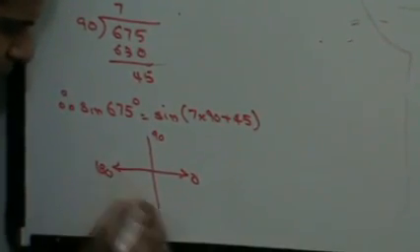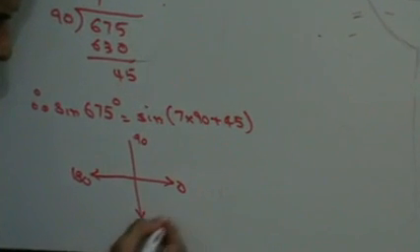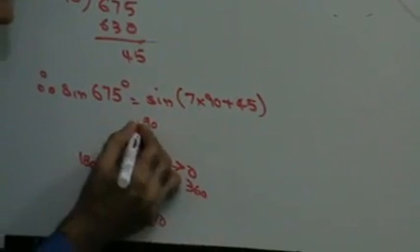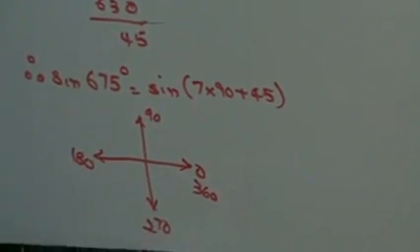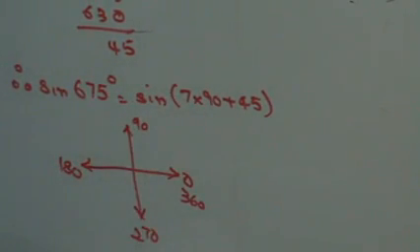Now let's see this. 0, 90, 180, 270, 360. Right? Now remember, you have to always read the angle anti-clockwise. 7 times 90. Guys, please see this.